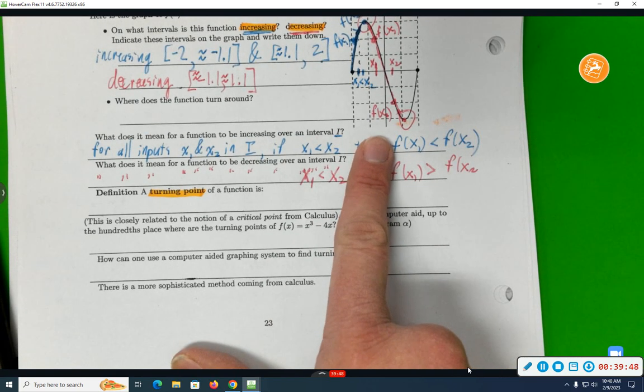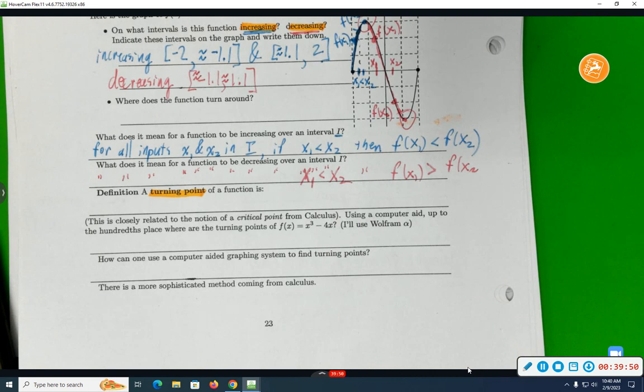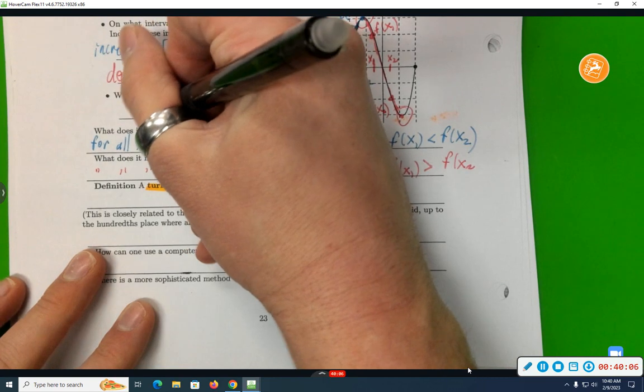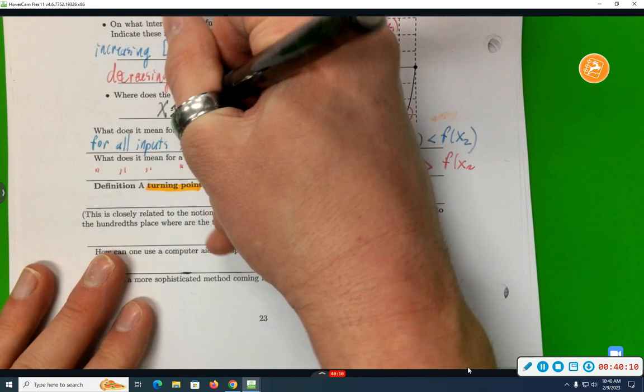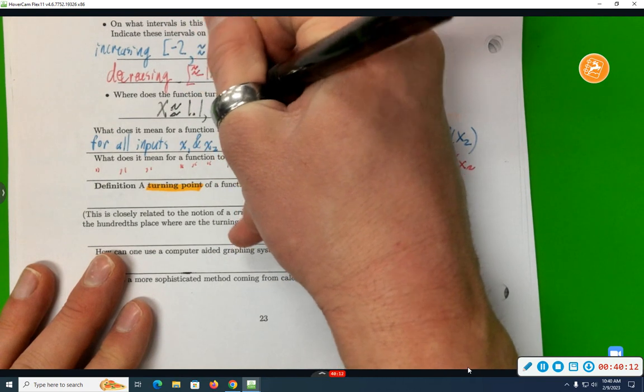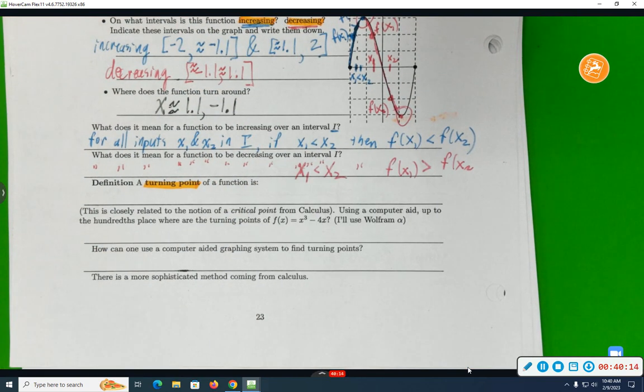Nice. So if you look at this graph, tell me, where does that function turn? At what inputs? Absolutely. Those are the places where it goes from increasing to decreasing. And I'll be approximate because these are approximate. There are the turning points.